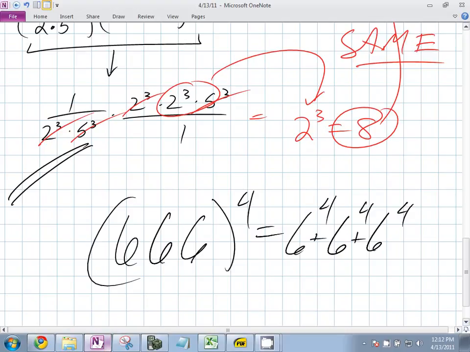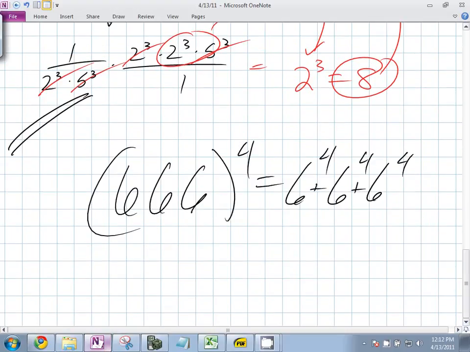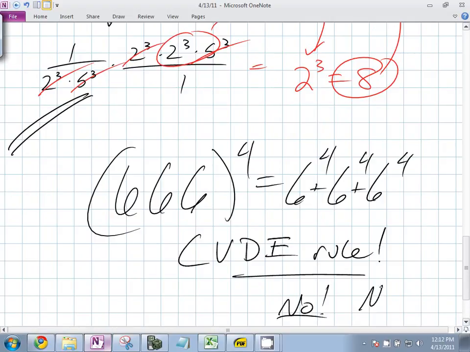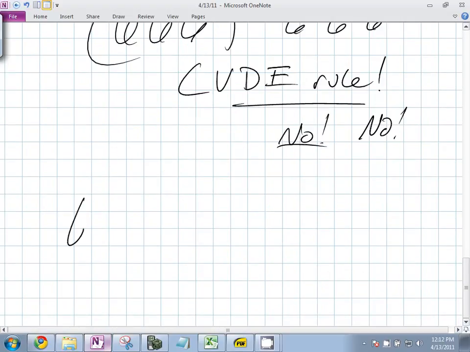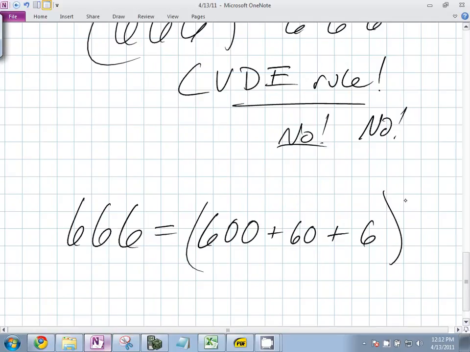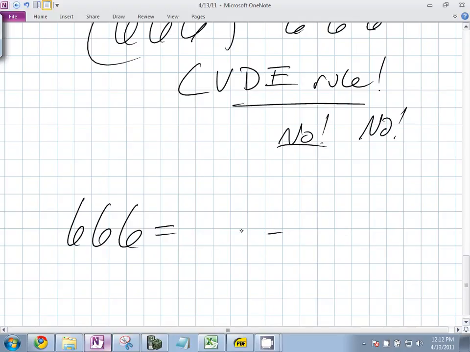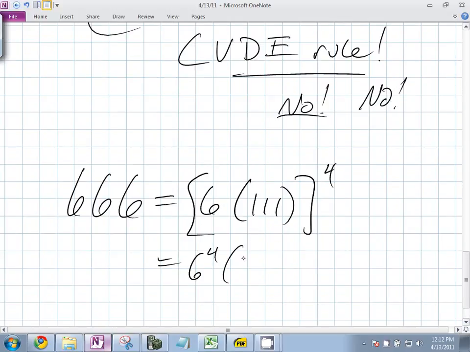The closest thing I can think of is this. If you have 666, that's the same thing as 600 plus 60 plus 6, right? But even if that's raised to the 4th, can you just bring that 4th power in? No. You can't do that. You have to multiply. So I'm trying to think here. You could do 6 times 111 to the 4th, right? So that would be 6 to the 4th times 111 to the 4th. Correct?